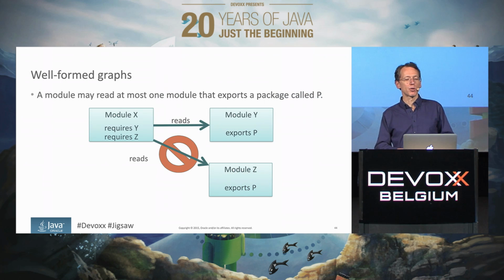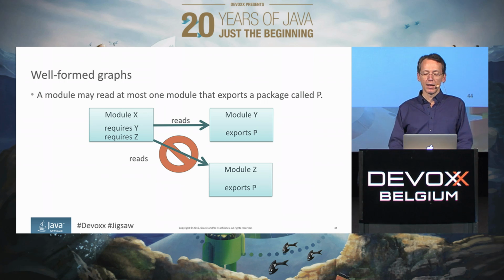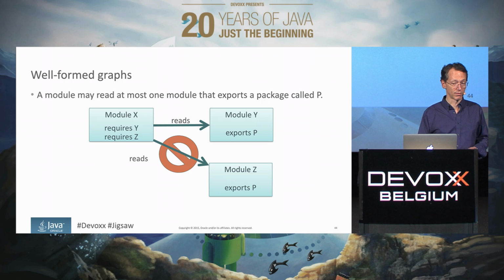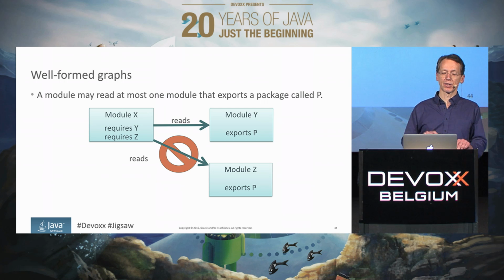A module may read at most one module that exports a package called P. If a module could read more than one module that exports P, in which module would P be accessed? There's no answer. The system is just broken. So we defend against this. Only module graphs which obey this constraint and have no cycles can be turned into a layer.